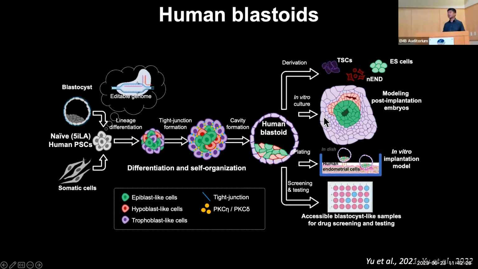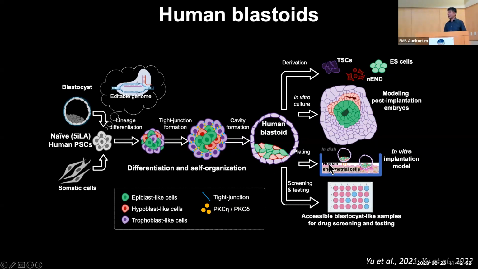And once we generate this type of structure, then we can use them for a variety of different downstream applications. For example, we can model early post-implantation development, at least to a stage where we can see the emergence of the pre-embryonic cavity forming in these structures. And I didn't talk about it today, but there are other groups, like Nicolas Rivron's, who use this model to model early human development.